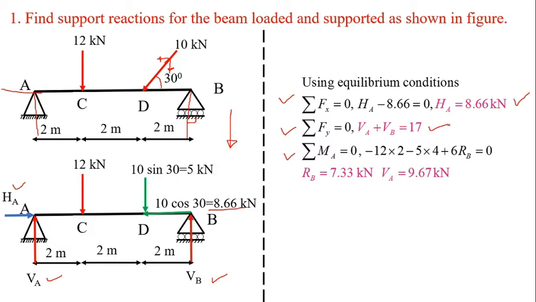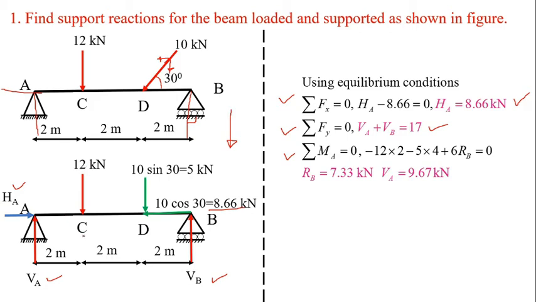Remember, one can take moment about A, moment about C, moment about D or moment about B, but it is the usual practice to take moment about one of the supports. So, let us take moment about A. Summation M about A is equal to 0. The moment of the two forces HA and VA about point A is 0, because these forces are acting at point A.